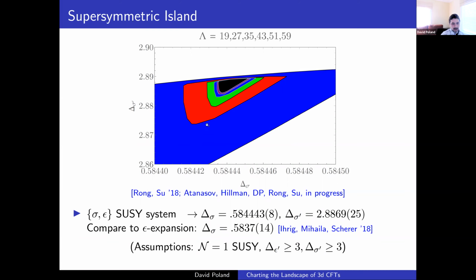which basically look at correlation functions involving sigma and epsilon, and impose all the constraints of curly N equals 1 supersymmetry, which relate OPE coefficients of operators within a supersymmetry multiplet to each other. And then we also assumed that sigma and epsilon are the only relevant operators in their symmetry channels, and we can get a fairly small island for this theory, which seems to be compatible with previous estimates from the epsilon expansion.